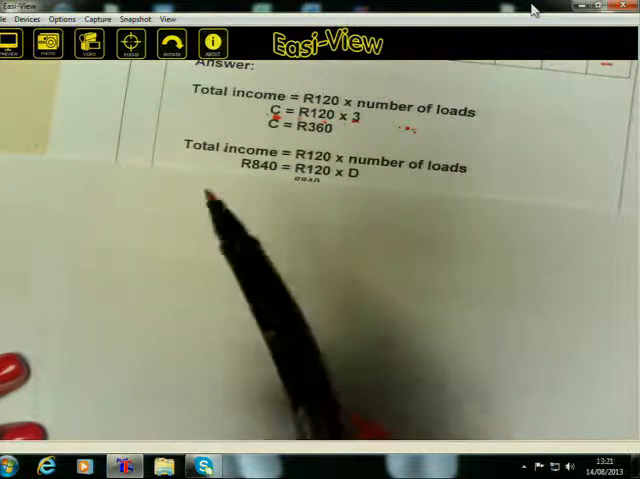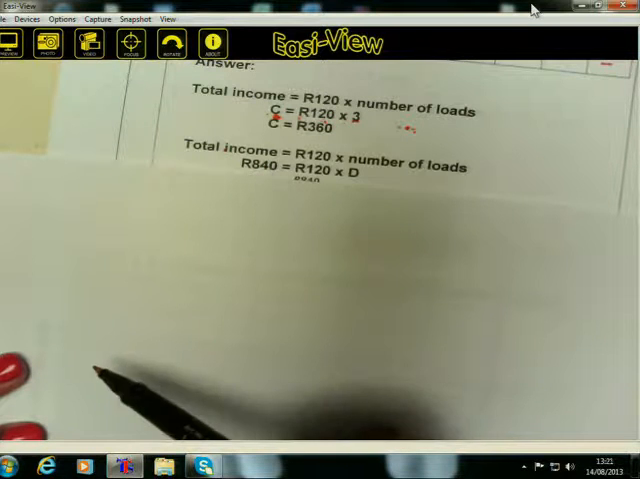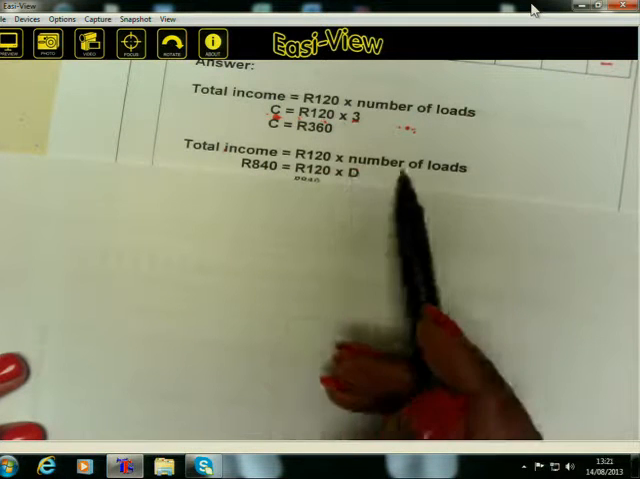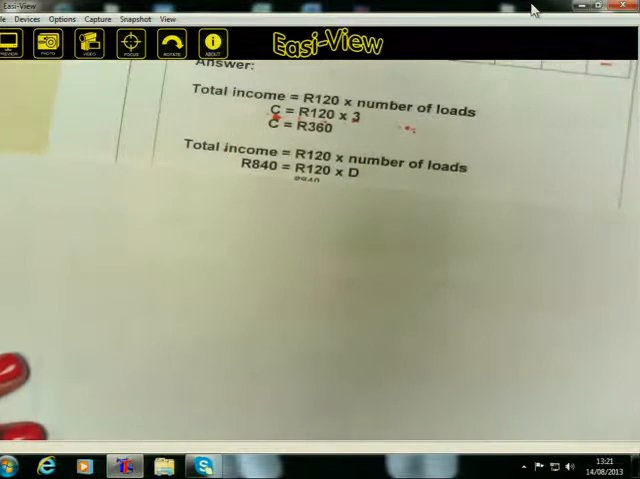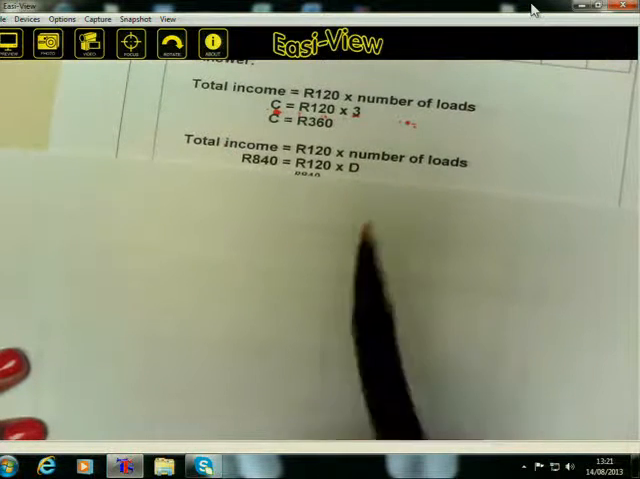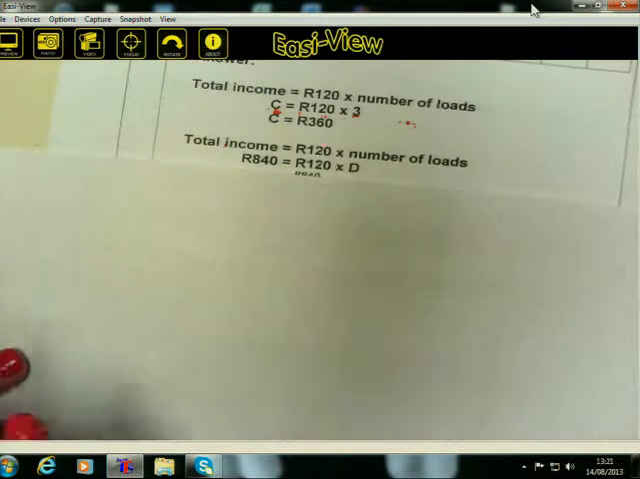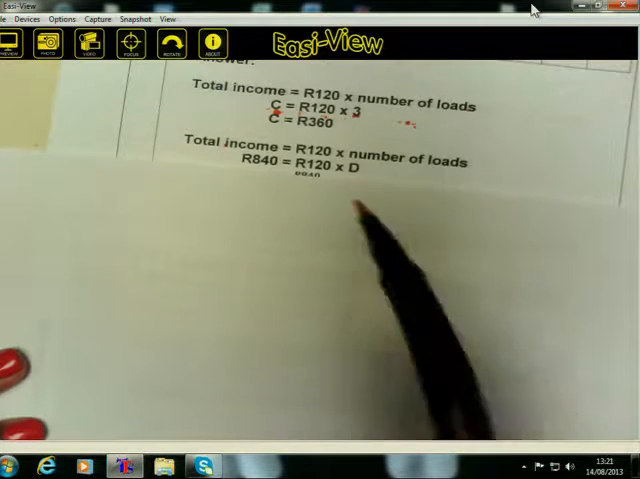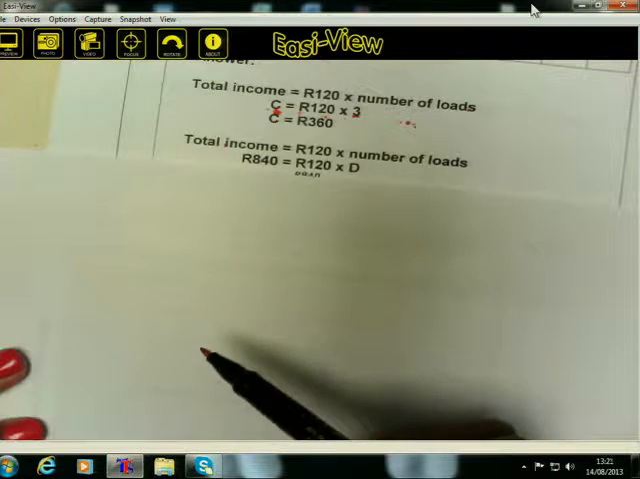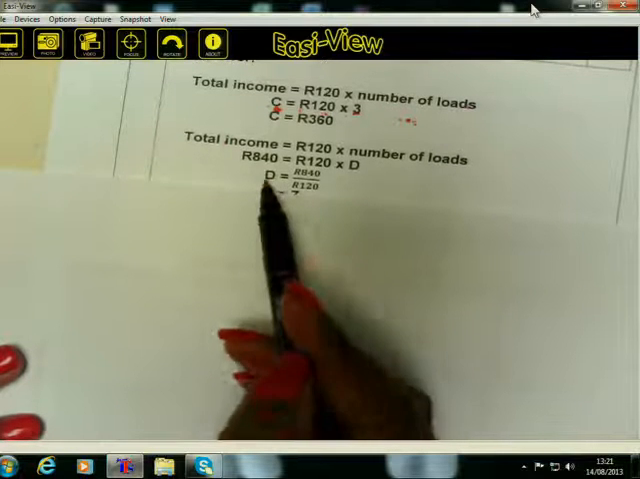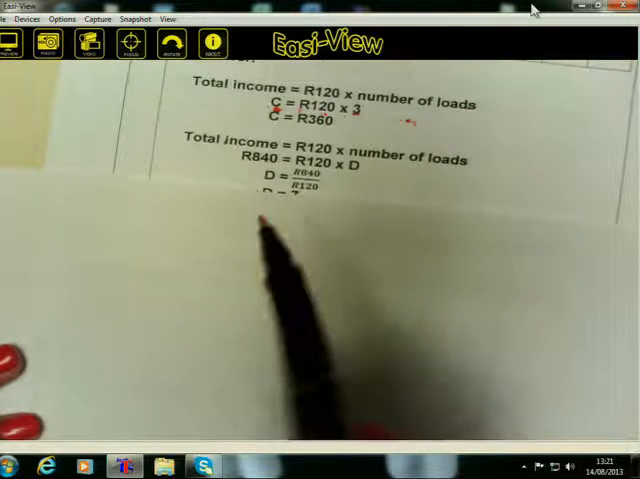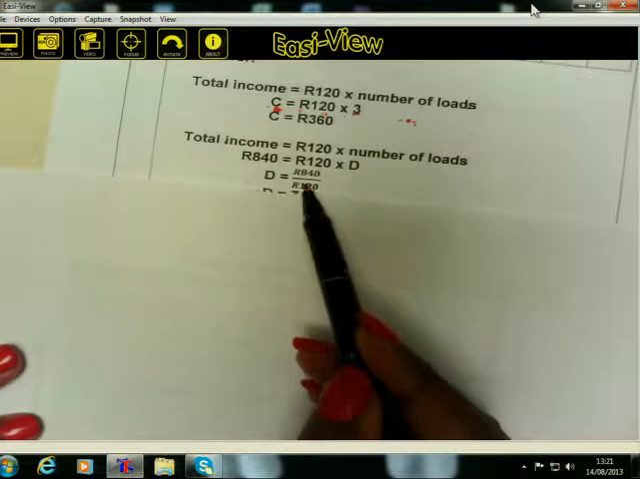Total income, we substitute by 840, is equal to 120 times the number of loads, which we substitute by D, because they said the number of loads is D. Now we actually need to make D the subject of the formula. We need to work our formula around so that we end up with the value of D. So D, the subject of the formula, is equal to 840 divided by 120.